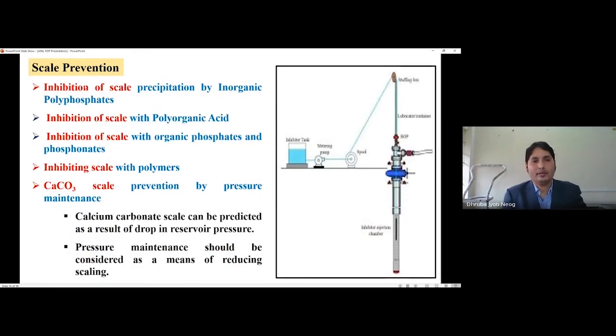For preventing scales, there are defined methods to inhibit scale precipitation. We can apply inorganic polyphosphates, polyorganic acids, organic phosphates, phosphonates, and polymers, and for some scales, it is required to maintain the reservoir pressure. If the reservoir pressure is kept above boiling pressure, or maintained at very high pressure, then most of the scaling deposition does not result.